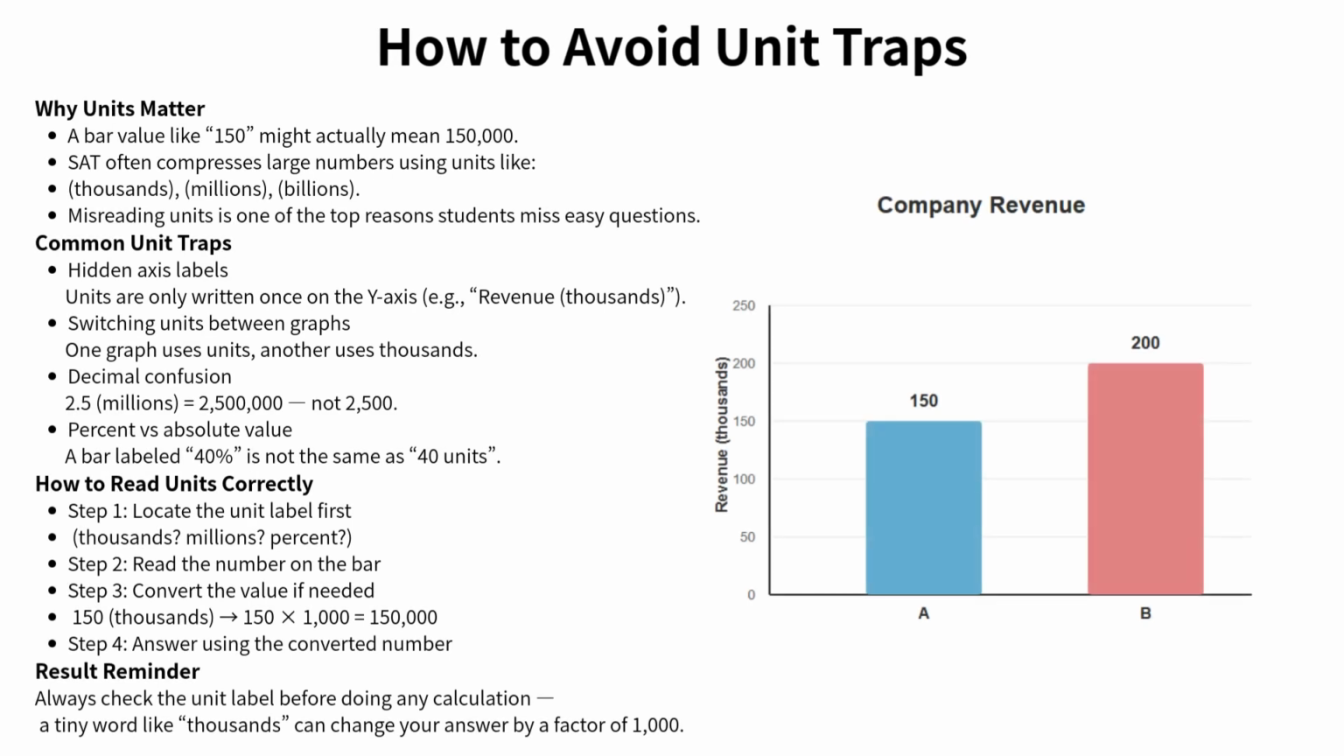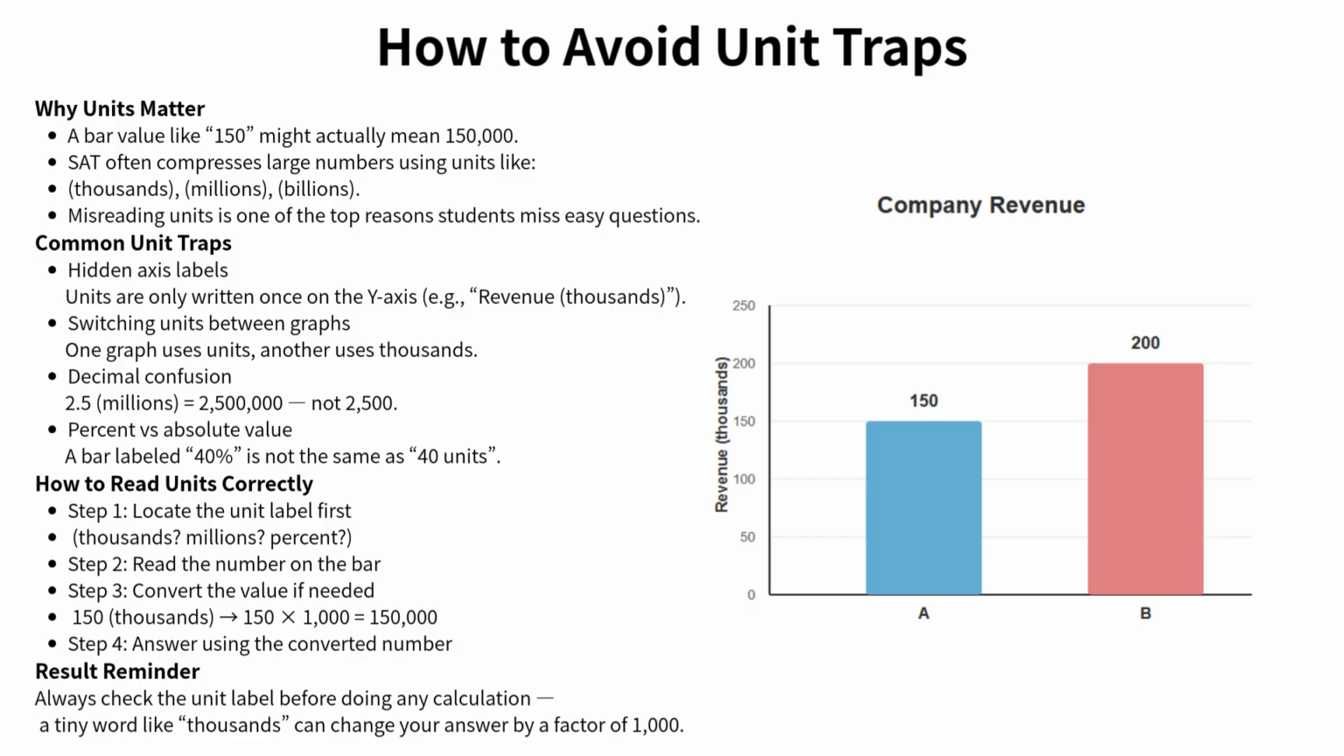Here's why units can completely change your answer. Bar charts often compress large numbers by using unit labels like thousands or millions. When you see a bar labeled 150, that number might not mean 150, it might actually mean 150,000. If you overlook that small label on the y-axis, your answer will be off by a factor of 1,000 or more. Another common trap is when two graphs use different units.